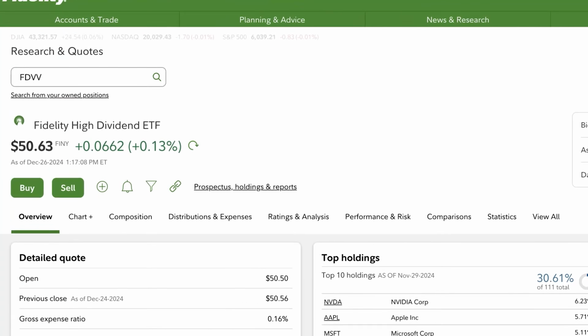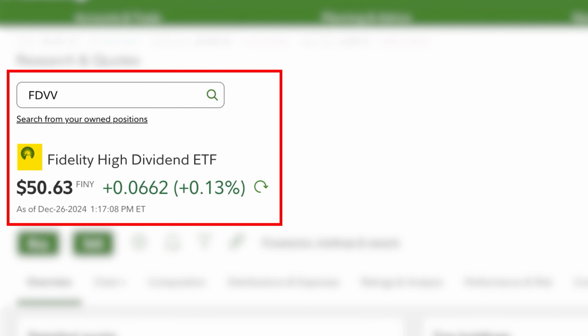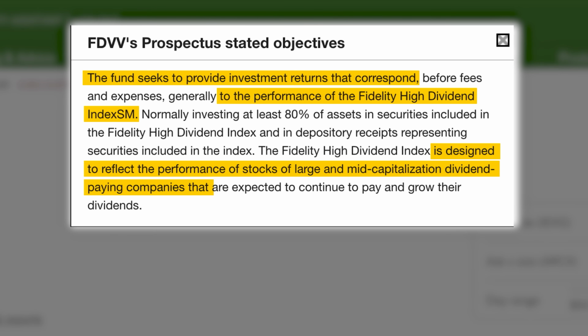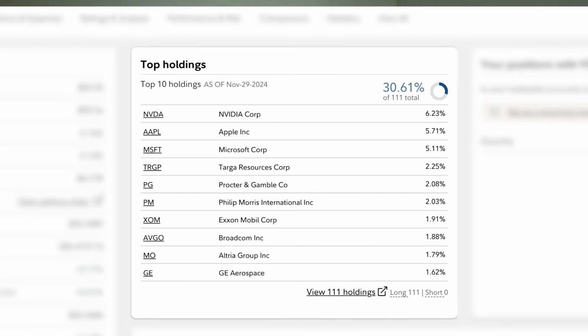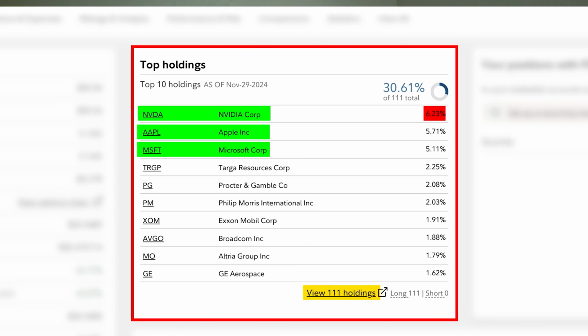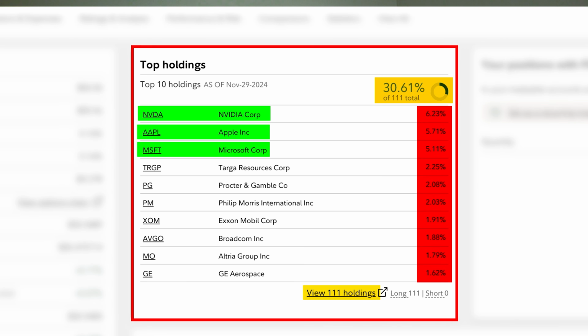To start it off, the first dividend fund to compare with SCHD is the up-and-rising Fidelity High Dividend ETF with the ticker FDVV. This fund seeks to provide investment returns that correspond to the performance of the Fidelity High Dividend Index, which is Fidelity's in-house index that they manage, where you can see below it specifically states it is designed to reflect the performance of stocks of large and mid-cap dividend-paying companies that are expected to continue to pay and grow their dividends. By investing into this fund, you are going to be exposed to 111 holdings, where the top ones consist of companies like Nvidia, Apple, and Microsoft, each being around 5 to 6% of weight toward the fund, which if we add the top 10 holdings up, they make up roughly 30% of the entire fund.